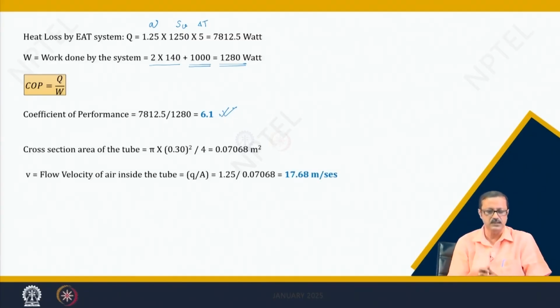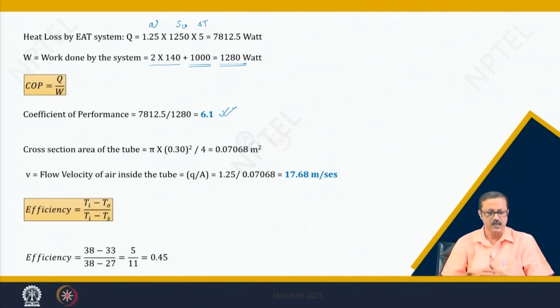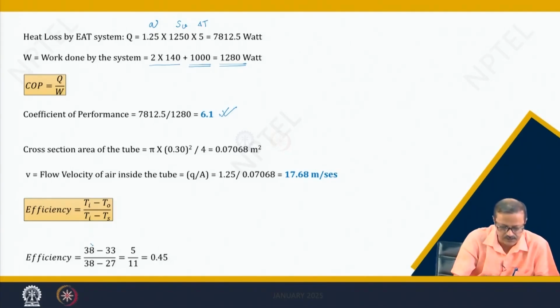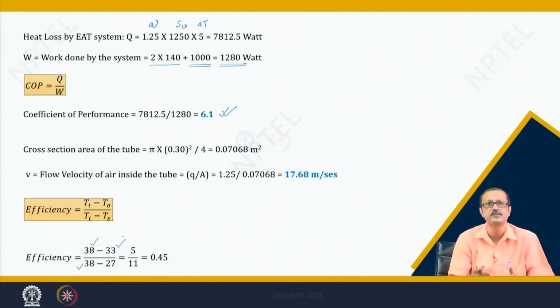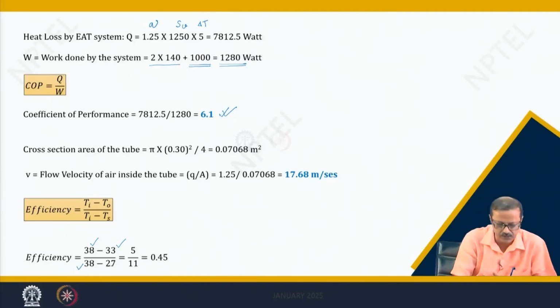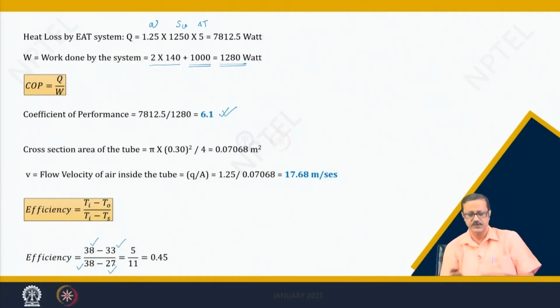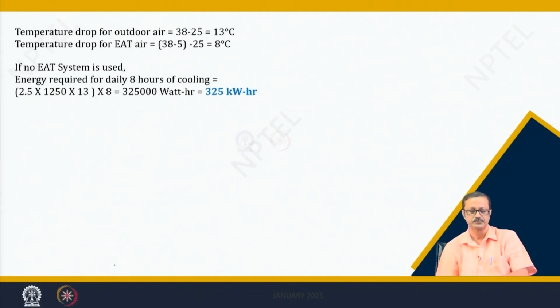Similarly, I have found the cross sectional area. I can find the velocity of the air: I know the Q, I know the area, so I can find the velocity. I can also find the efficiency of the system because I know everything. The inlet temperature is 38, and the outlet temperature has a 5 degree drop, so 33 degree, and 27 is the soil temperature. So the efficiency of the system is 0.45.